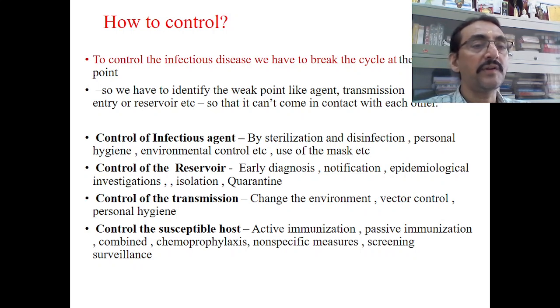The last one is control of the susceptible host. You can also interfere at the level of the susceptible host. The host can be given active immunization. Suppose you're not able to control the infectious agent, suppose you're not able to control the reservoir, suppose you're not able to control the transmission. Now the best way that you have left is to control the susceptible host. So you make him strong by giving active immunizations or passive immunizations or combined immunizations, chemoprophylaxis or non-specific measures, some of the drugs, screening, surveillance. So these are the different methods by which you can control the susceptible host.